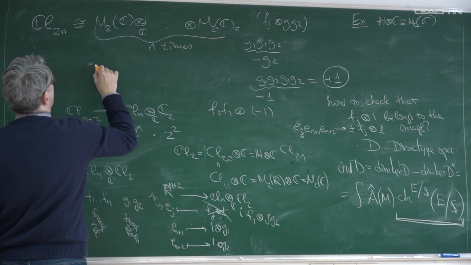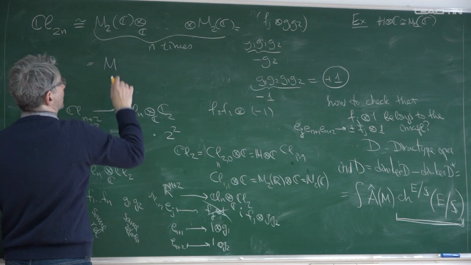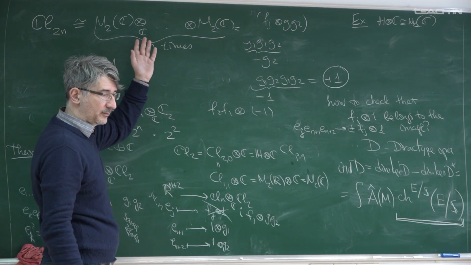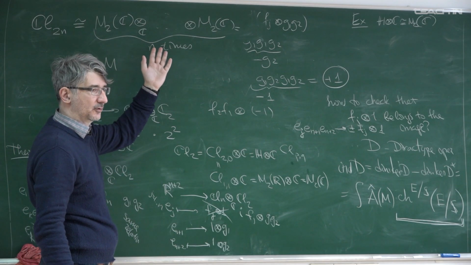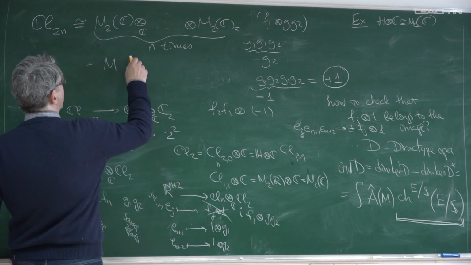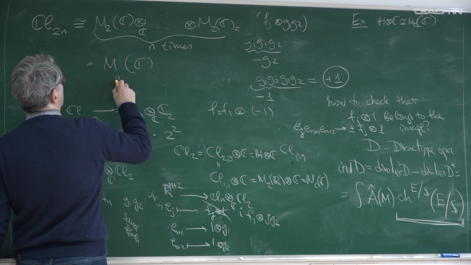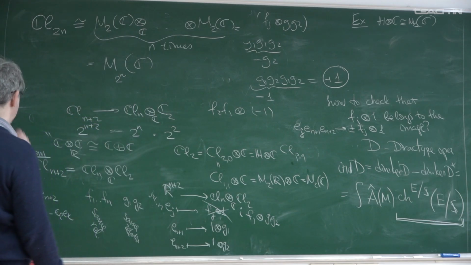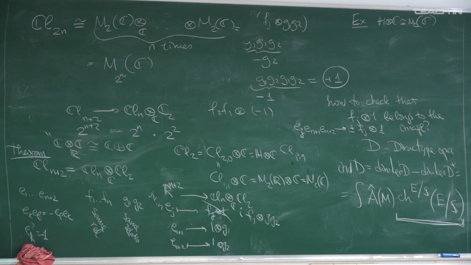It means that you have matrices. The tensor product of two algebras of matrices is just the Kronecker product. No problem. So 2 to the power of n. Okay?